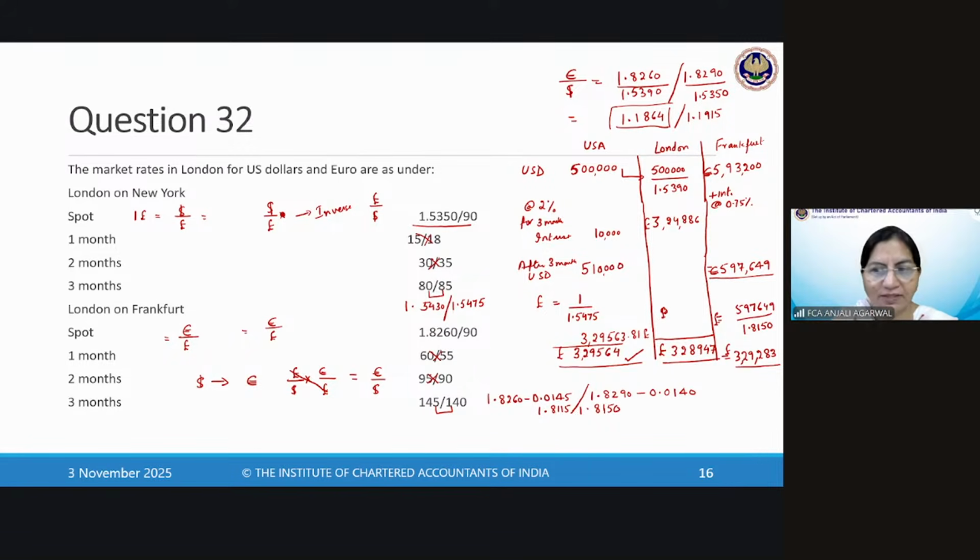So all the three answers finally are in pounds, right? They are close. They are not very different. But despite that slight difference, USA is giving us the highest returns. Okay.